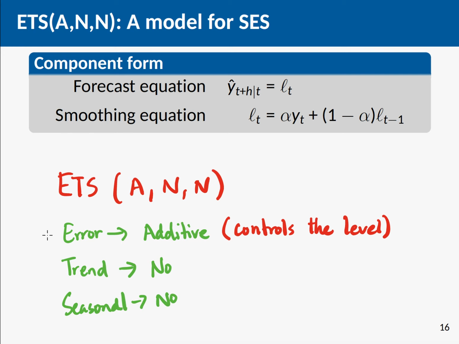So when we're thinking about a simple exponential smoothing method, we are going to make our error additive. This is going to control the level. Of course, because we saw no trend and seasonality in our data, we're going to say no to trend and seasonal components.